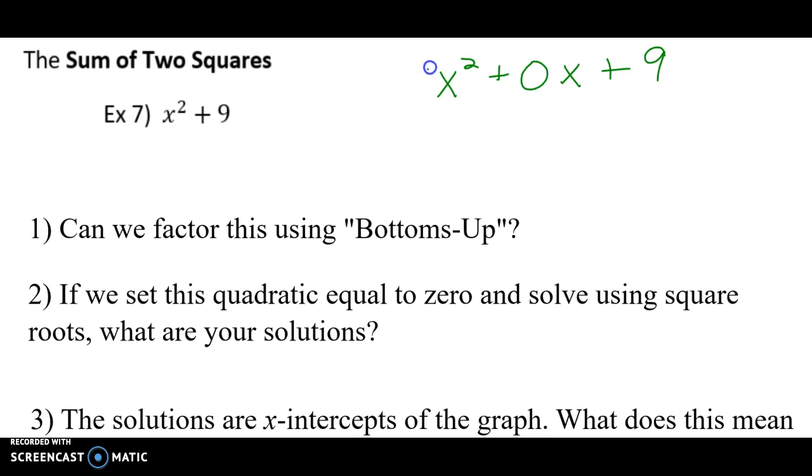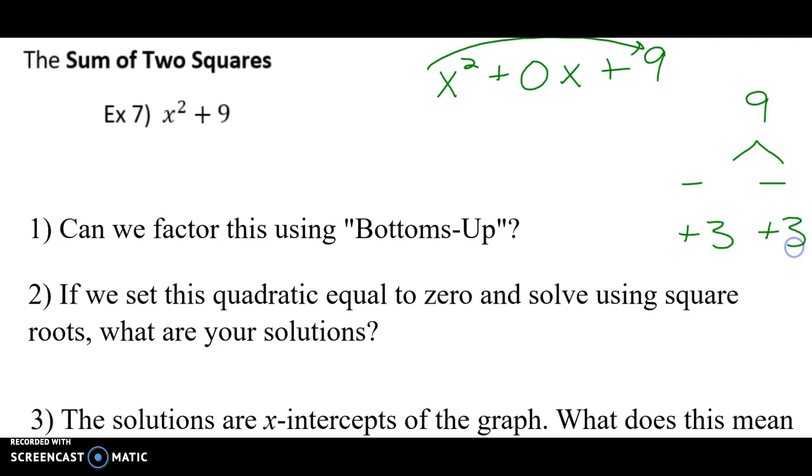So what is A times C? 9. What's the only way, one of two ways, to multiply and get a positive number? A negative times a negative, or a positive times a positive. Are there any factors of 9 that cancel out? They add up to 0. So what's one way we can multiply to get 9?